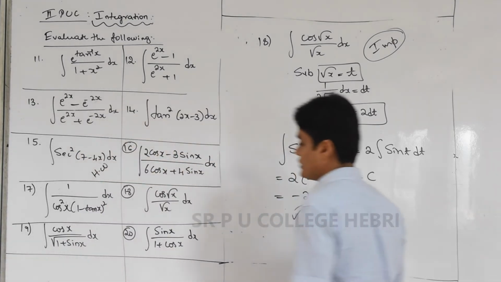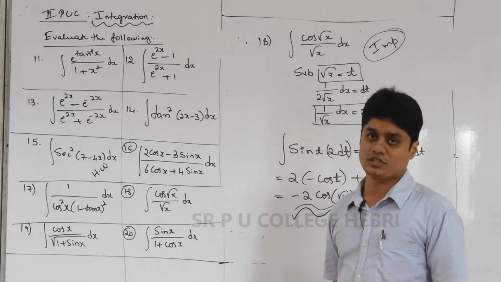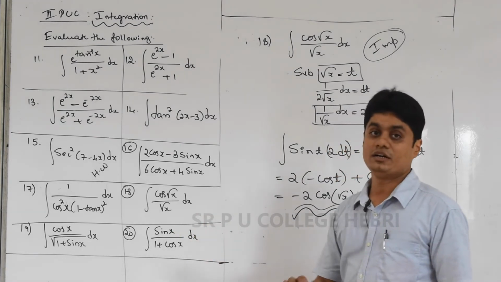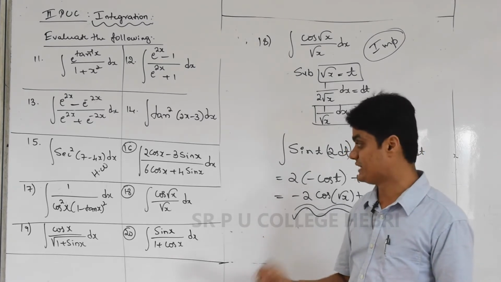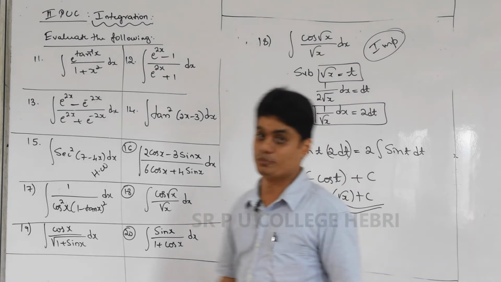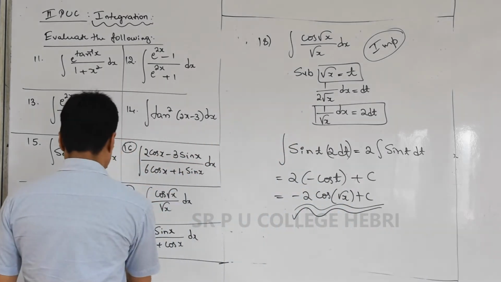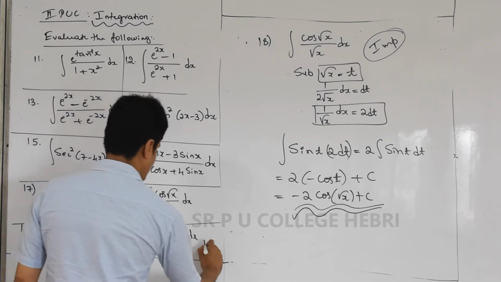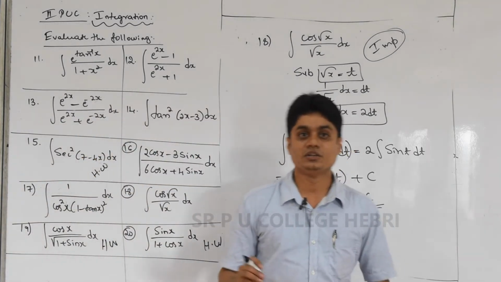cos x by root of 1 plus sin x. This is a simple question. I am not going to work out the next two problems, okay, because both are direct substitution method problems. So I am giving 2 more problems as homework because out of 10 I already solved 7. Please note down question number 19 and 20 are the homework problems.